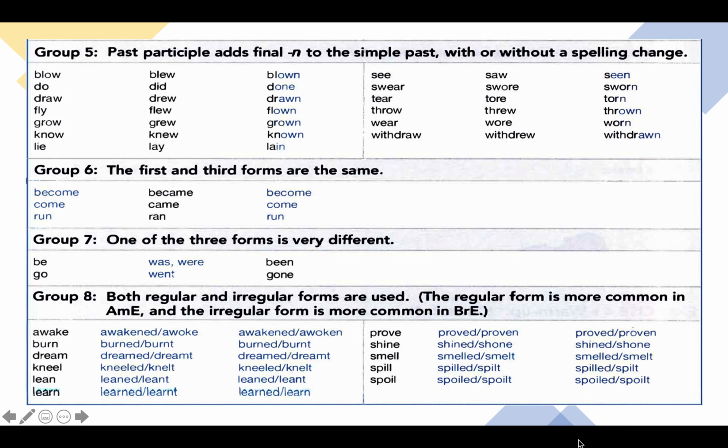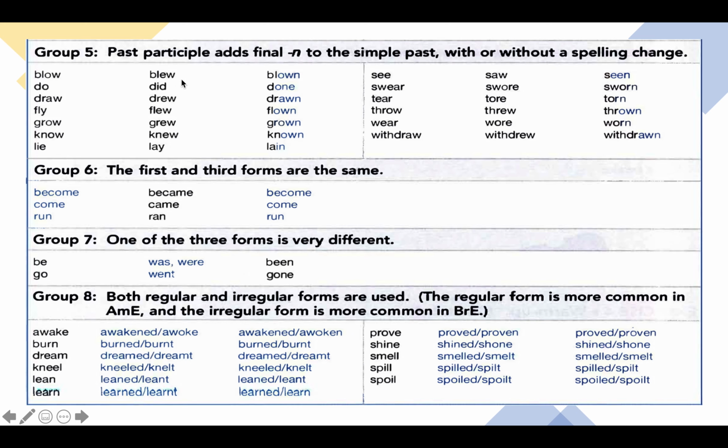Group 5 of irregular verbs: the past participle adds a final "n" to the simple past, with or without a spelling change. So in the past participle, which is this one here, we add "n" to the simple past with or without a spelling change. Sometimes we have a change, sometimes there is no change. It depends on the verb. So the main story is that we add "n."